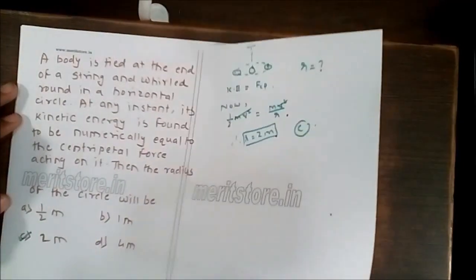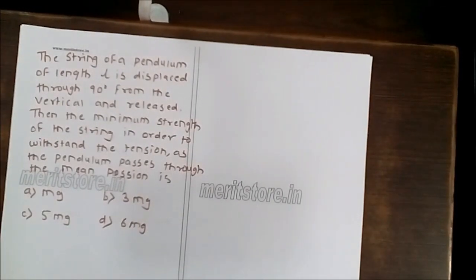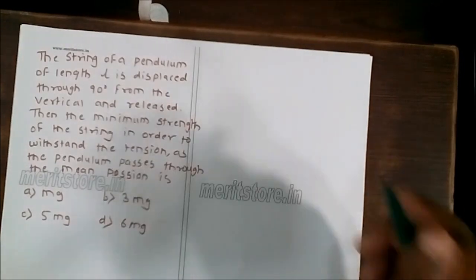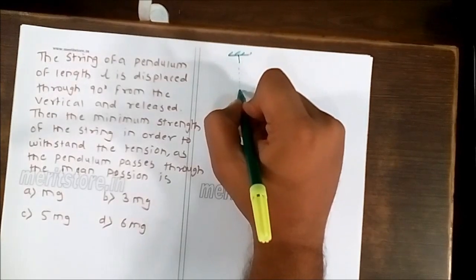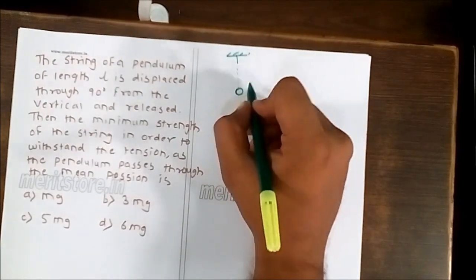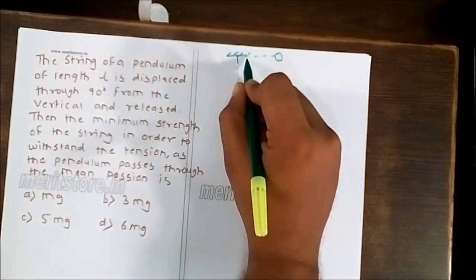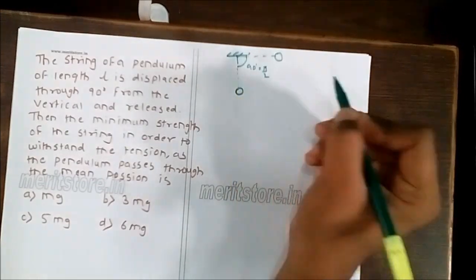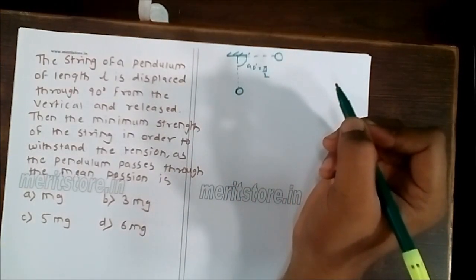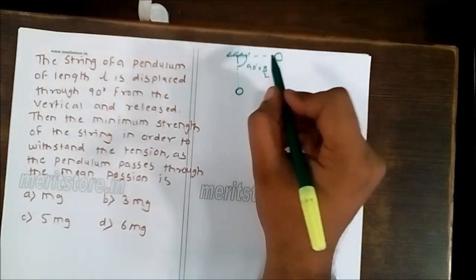Option C. The string of a pendulum of length L is displaced through 90 degree. Okay, so initial position is this and it has been displaced through 90 degree. So this is my new position. Angle here is 90 degree, that is pi by 2. Then the minimum strength of the string in order to withstand the tension.